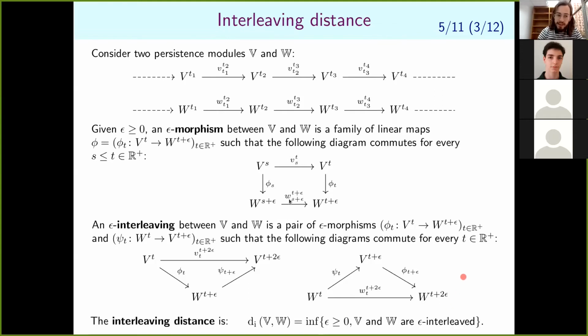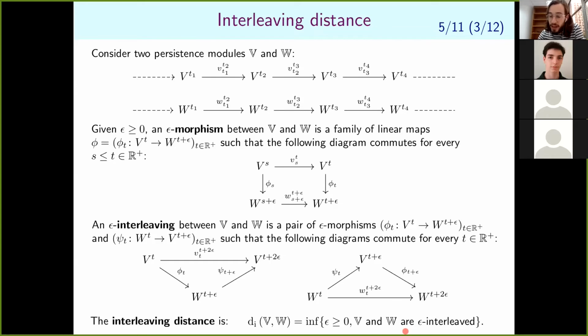And now I can define the interleaving distance between V and W. It is the infimum of the epsilons such that they are epsilon interleaved. I look at all the interleavings, I look at their epsilon, and I take the infimum value of these epsilons. And this is the interleaving distance. Again, you can show that this is an extended pseudo metric between persistence modules.